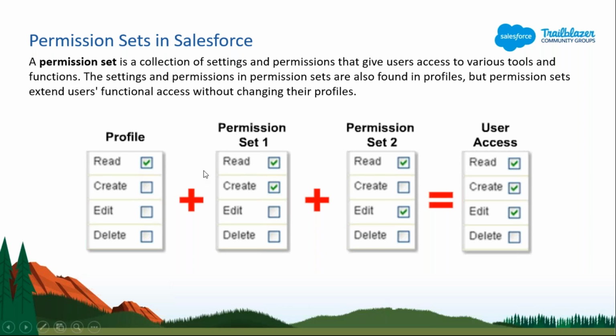If you want to give create access to three of the users having this profile, but you don't want to give create access to the other users, then create a permission set with this create access, and assign this permission set to those three users. Only those three users who are assigned this permission set will have create access on that account. But the seven others will not have that access, because they have not been assigned this permission set.